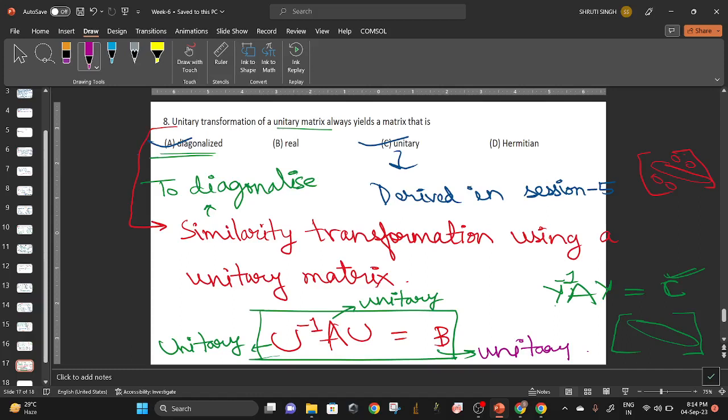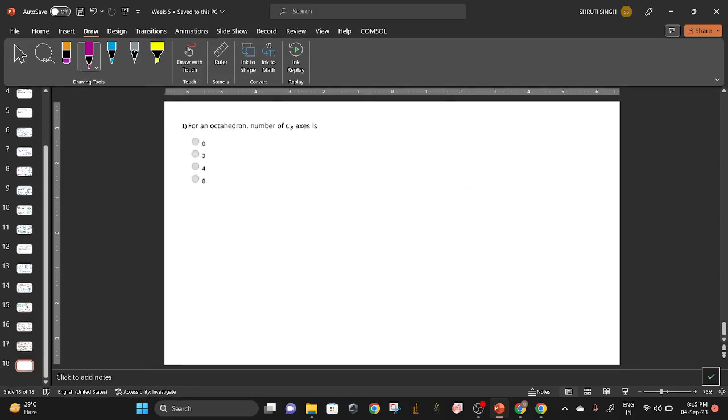Because the term unitary transformation is not coming from A, it is coming from this matrix U, which we are using to transform. So here the answer is both A and C. I think only A is given.